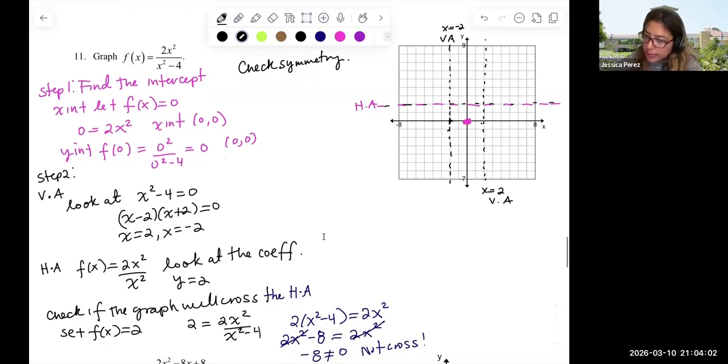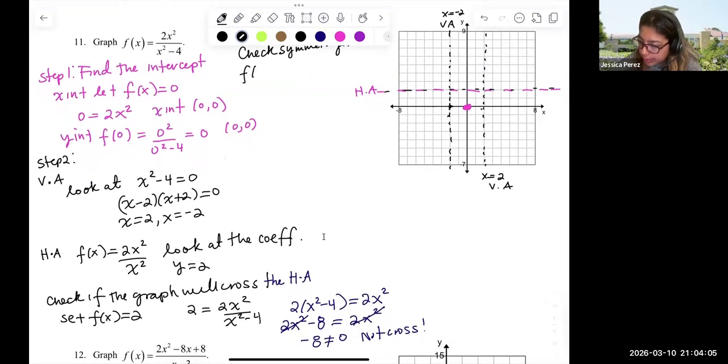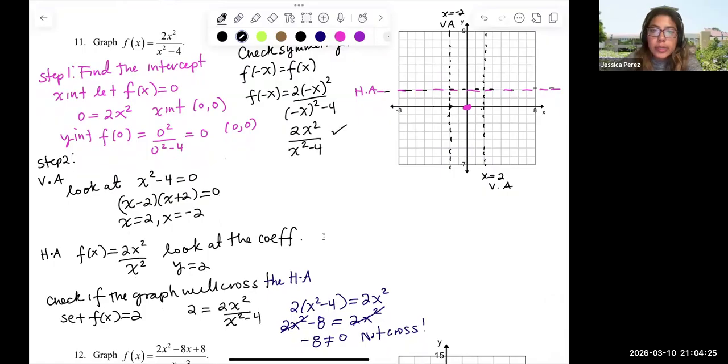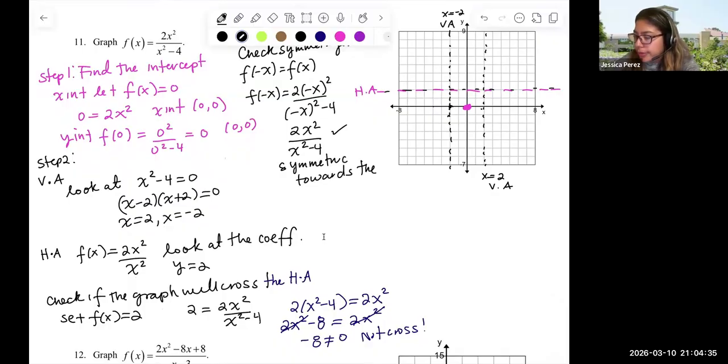Symmetry is to find f of negative x and see if it equals f of x. Well, let's see. You'll get f of negative x to be equal to 2 times negative x squared over negative x squared minus 4. And then what do you notice? Oh, it is equal. So then this is going to be symmetric to the y-axis.